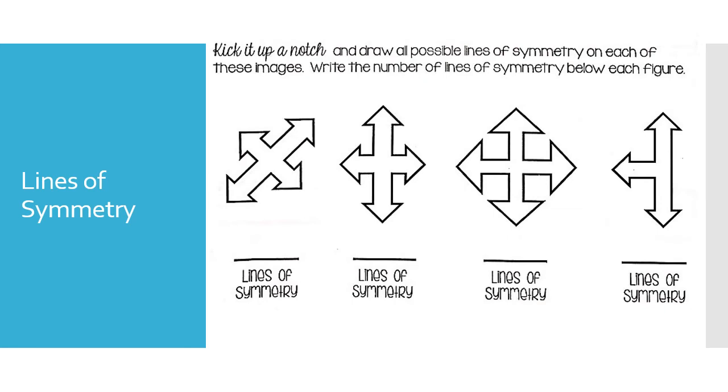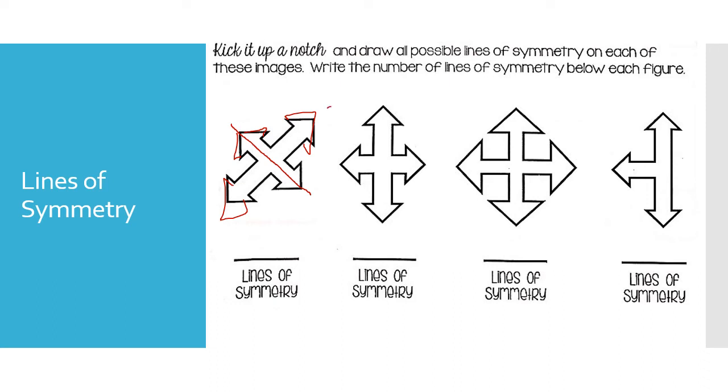All right, let's kick it up a notch. Let's draw lines of symmetry on this shape. So if I'm looking at this first one, and if I draw a line right here, would that diagonal line cut it in half perfectly? If I folded that, this part of the arrow would match up here. This part of the arrow would match up with this one. So this is a line of symmetry.